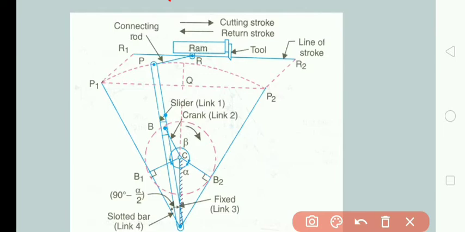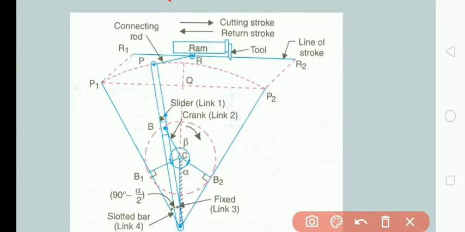And this has to be carried out at the same time. It means that since the time is the same and the angle turned during the forward stroke is more, the forward stroke has to be done at a slower rate, and the return stroke has to be done at a faster rate. That is how we obtain the slow forward stroke or working stroke and fast return stroke. That is actually the purpose of this mechanism.